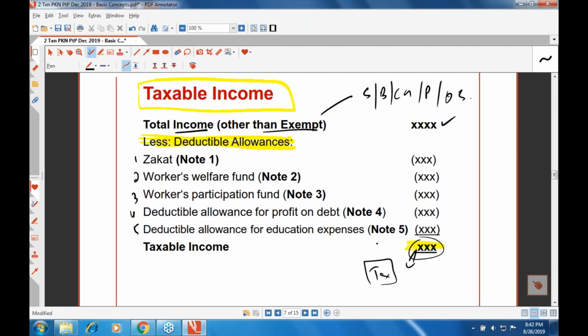The first deduction is called the zakat. Now, a very important concept. Practically, what happens is a lot of people, when they pay zakat, they don't pay to government of Pakistan. They say that if we want to pay zakat, we'll pay it on our own. How do we pay zakat? We would actually search out somebody.